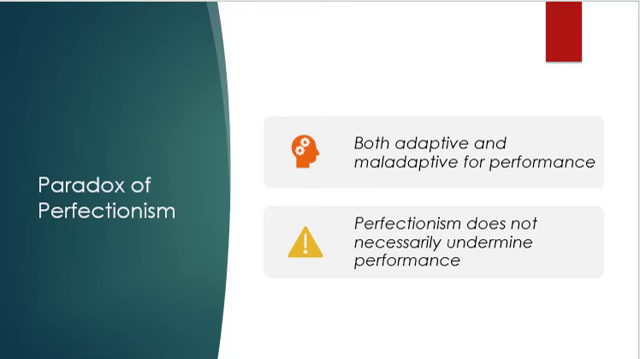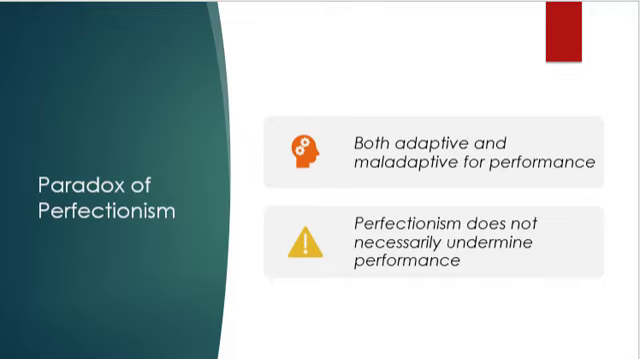Okay, now there's a paradox of perfectionism, right? What is a paradox? Right? A paradox is when two things can be true at the same time. And in this case, having a perfectionist personality can be both adaptive, healthy, or maladaptive, unhealthy. But it depends on several factors, right?